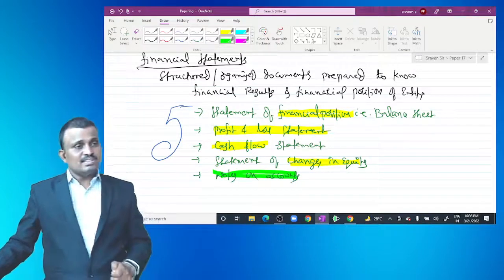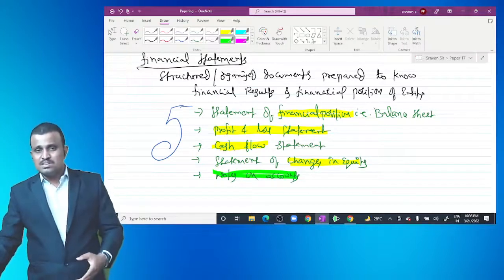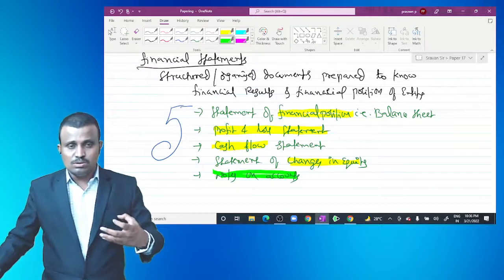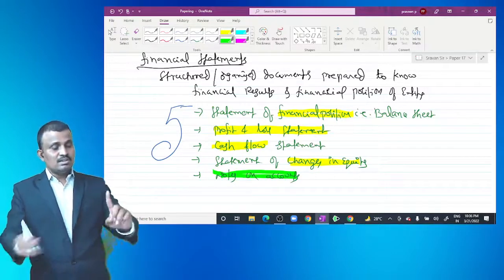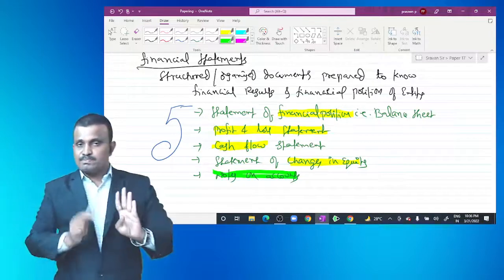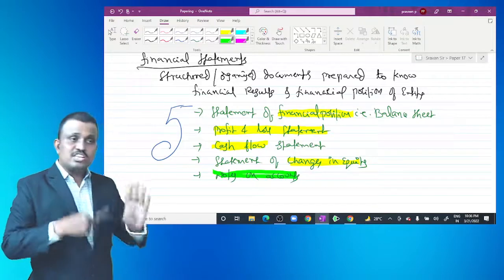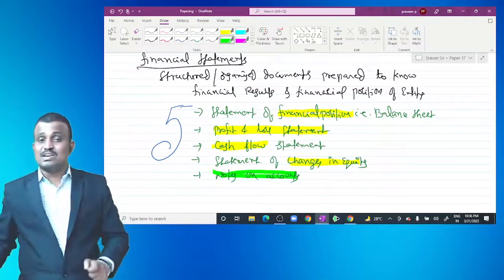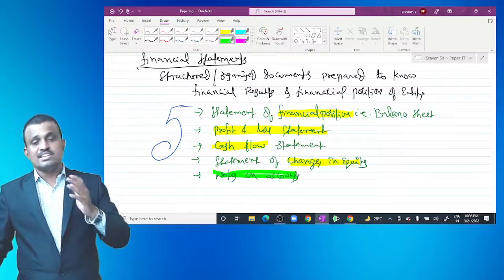And another element is there. What are the elements of the financial statement? Elements means the items based on which these financial statements are prepared. Nothing but what? Assets, liabilities, income, expenses, capital, and cash flows. So these 6 items are treated as the elements of the financial statement.